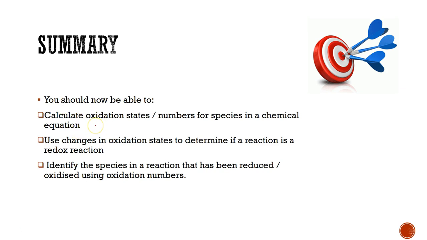So that's the calculation of oxidation states or numbers for species in a chemical equation, both just picking them from our rules and calculating them. The changes in oxidation state to determine if a reaction is a redox reaction, and then identifying if it is a reduction process or an oxidation process.